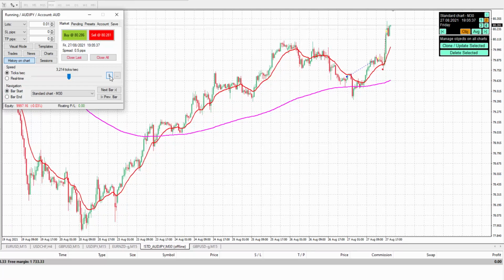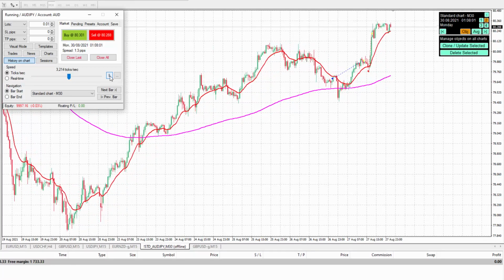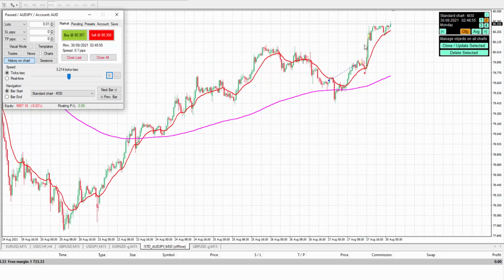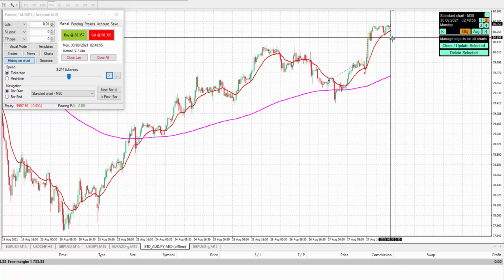Let me skip it ahead a little bit to see something a little bit different. Okay, we have a chart pattern here and it seems to be trading up. So now I'm going to do a buy limit order. What I mean by buy limit is I expect the price to go up and I want to buy, but I don't want to buy at this level. I want to buy at a lower level, something here, for example.